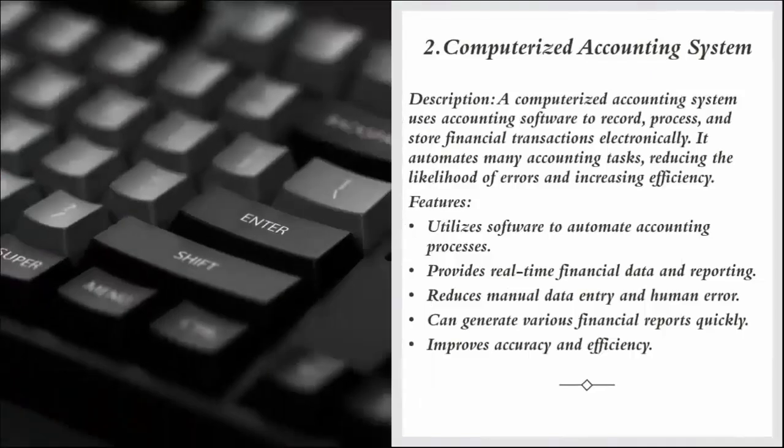2. Computerized accounting system. Description. A computerized accounting system uses accounting software to record, process, and store financial transactions electronically. It automates many accounting tasks, reducing the likelihood of errors and increasing efficiency.